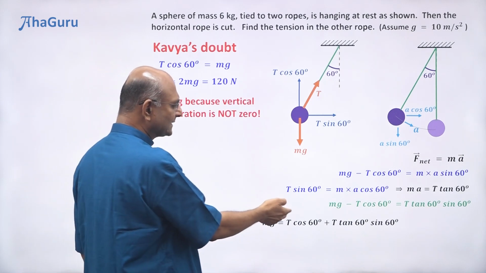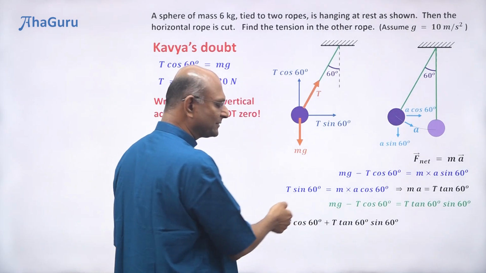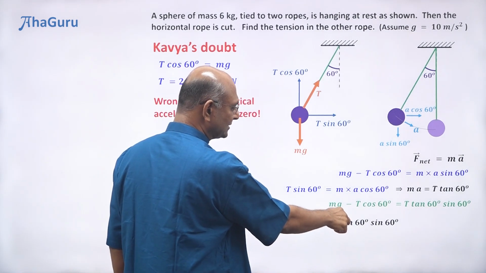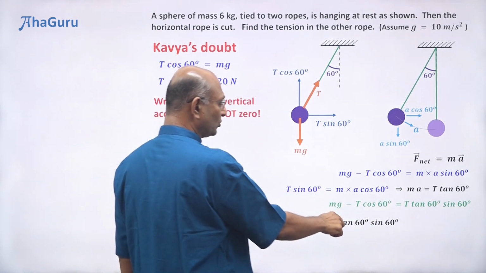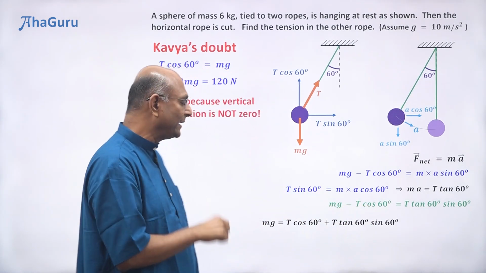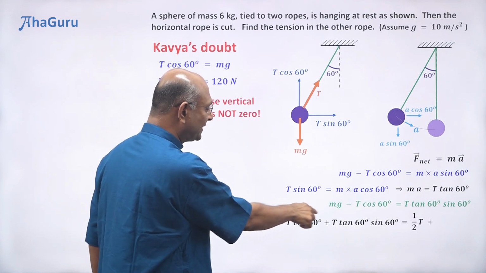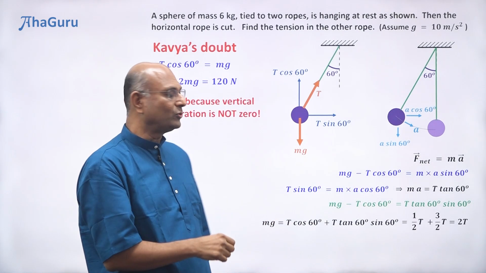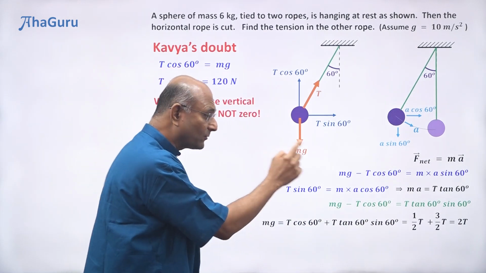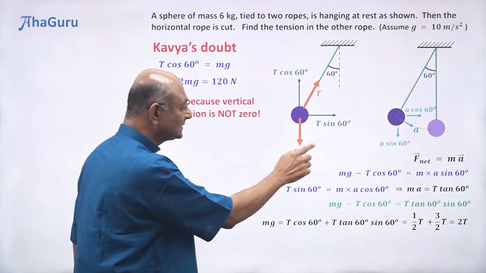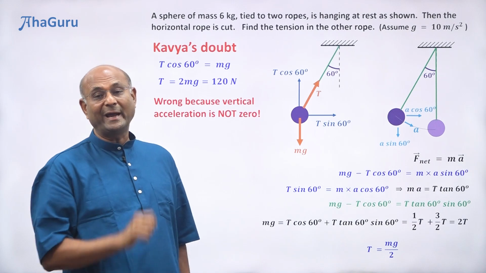Okay. Now, of course, I can substitute the value for cos 60 degrees, which is half. Tan 60 degrees is root 3. Sin 60 degrees is root 3 by 2. So, root 3 into root 3 by 2 will give me 3 by 2. So, I'm going to get half T plus 3 by 2 T, which of course is 2T. So, that means mg is equal to 2T, which means T is mg by 2.